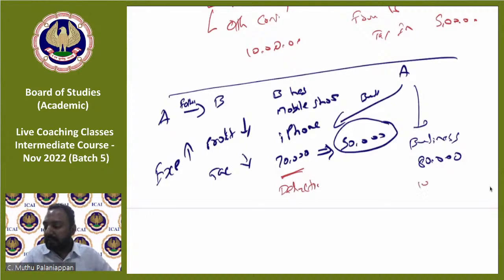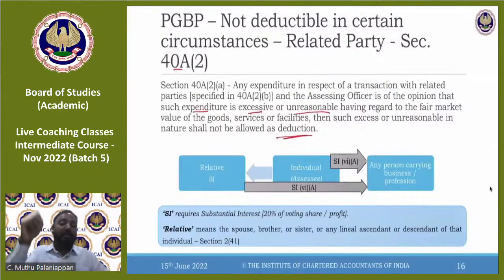This balance 10,000 is disallowed. It is not allowed as an expenditure. It is not deductible. So that's what we are saying. What is not allowed as a deduction? The excess amount paid or unreasonable amount paid to a related party. So now we should know who is a related party, correct? Who is actually called a related party.